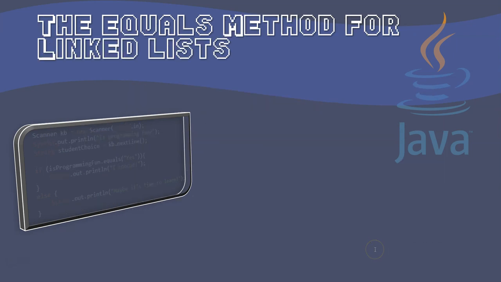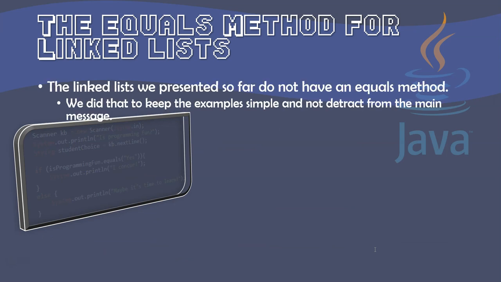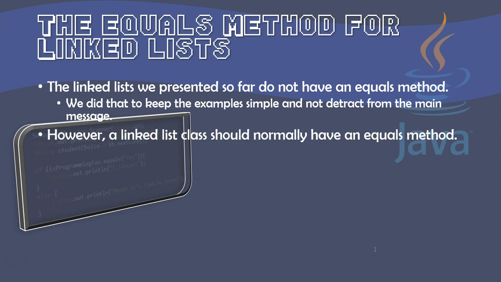Now, the other thing we need to talk about is the equals method for linked lists. The linked lists, of course, we've presented so far don't have equals methods. If you look at our code, there's no equals in there. We did that simply because we want to keep the example simple and we don't want to detract from the main message of how we use linked lists. However, just like any other class, a linked list class should normally have an equals method.